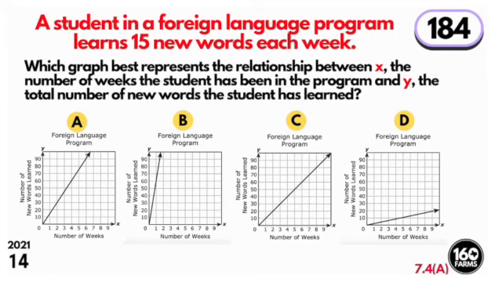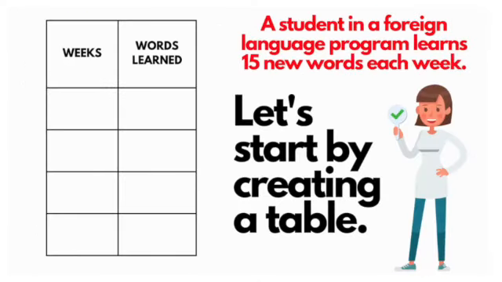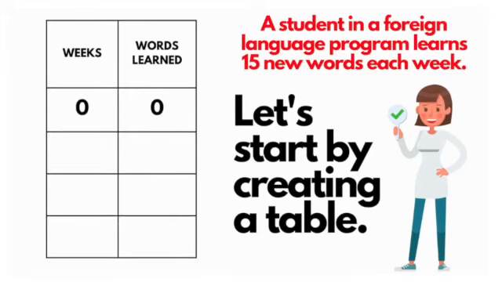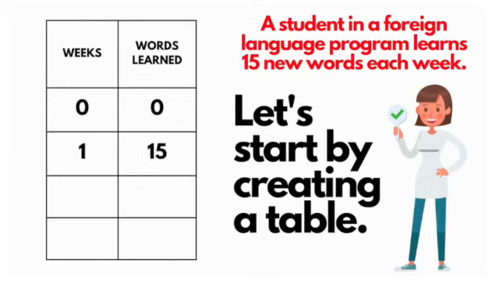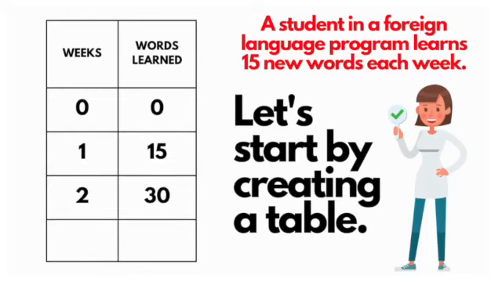So it's going to be a linear relationship, but let's start by putting this into a table. If we get a table, we can really look at that linear relationship. So let's start basic. If we don't study for any weeks, so 0, 0, it's going to be proportional. Well, we're learning 15 words per week. So in 1 week, we will learn 15 words, and then 2, 30, and then 3, 45.